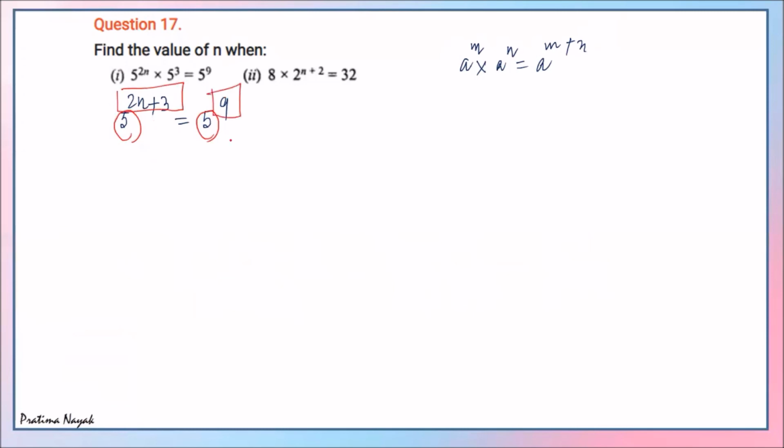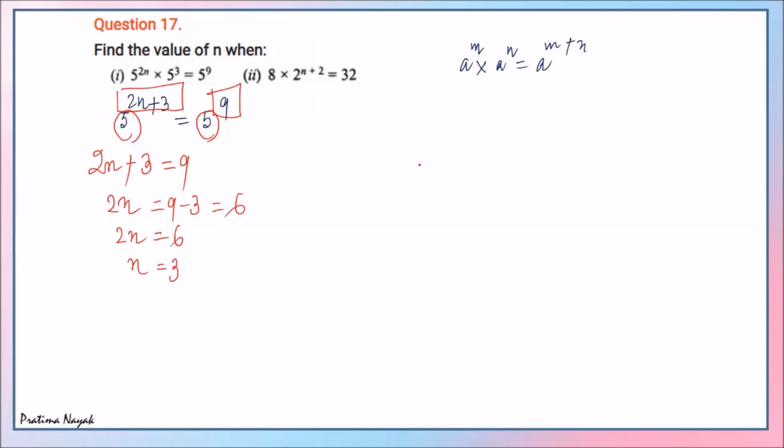So I'll write 2n plus 3 is equal to 9. So 2n is equal to 9 minus 3, that will be 6. Or 2n is equal to 6. What is the value of n? n is equal to 3. Now coming to the second part.